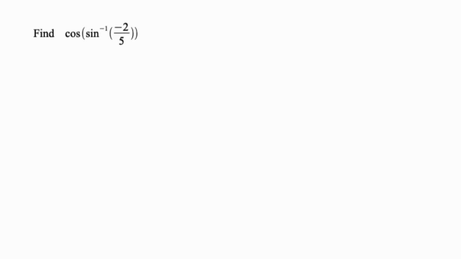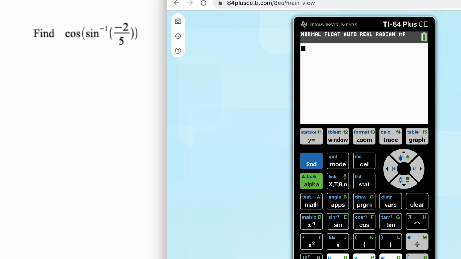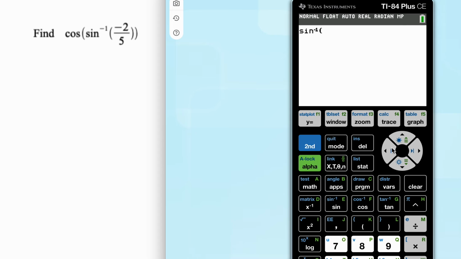The first method would be just using technology, just using a calculator. It doesn't really matter in this case if we're in degree mode or radian mode. What we can do here is take a sine inverse of negative 2/5 and see what that gives us.